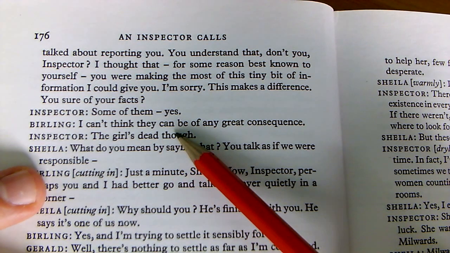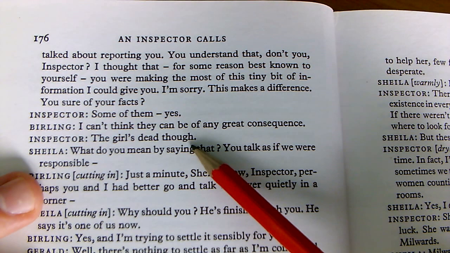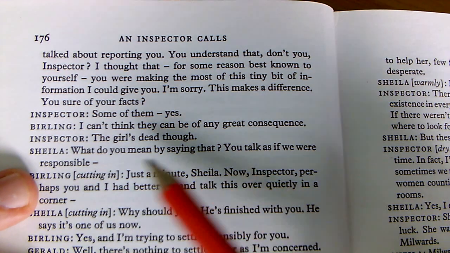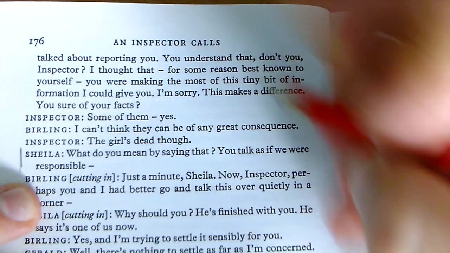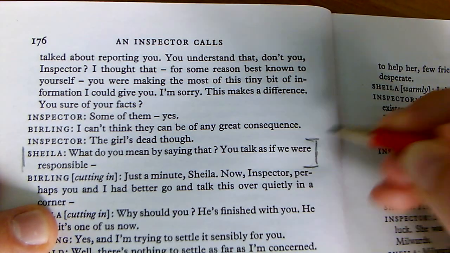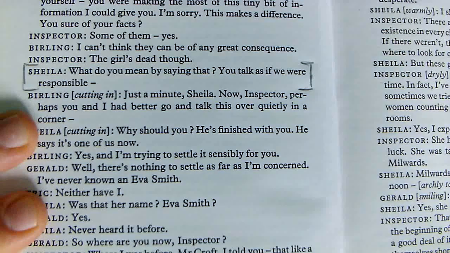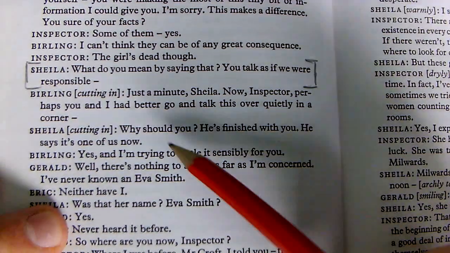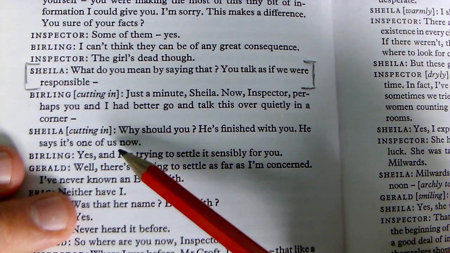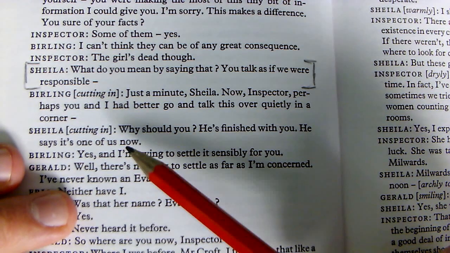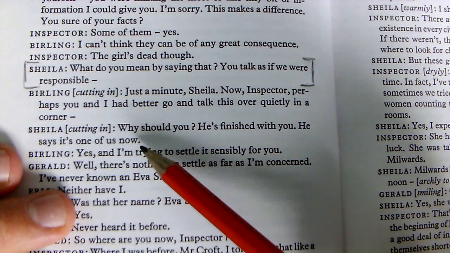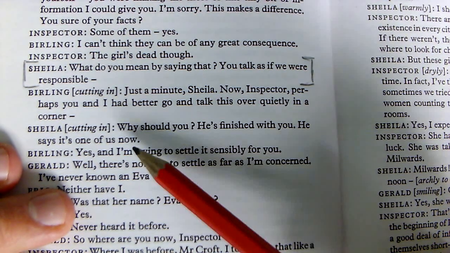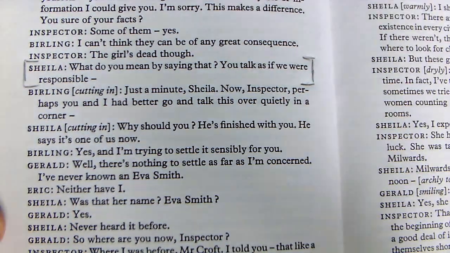"Some of them, yes. I can't think they can be of any great consequence. The girl's dead, though." "What do you mean by saying that? You talk as if we were responsible." And this is Sheila here, in the same way as Eric, starting to recognise that they may have a part to play in this. Sheila even cuts in on her father, the man she calls Daddy, as she calls her mum Mummy. She's taking a tiny glimpse of responsibility. So Sheila cuts in: "Why should you? He's finished with you. He says it's one of us now."